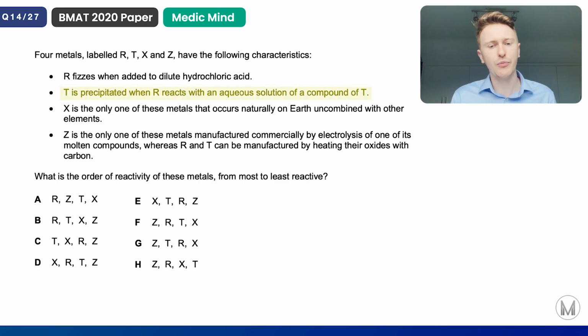Then we get T is precipitated when R reacts with an aqueous solution of compound T. That's a displacement reaction, and it's telling us that T is therefore less reactive than R because it's being displaced by R when R is reacted with it. So we know already that R is ahead of T. So let's write that down.